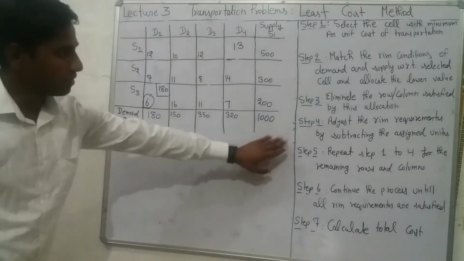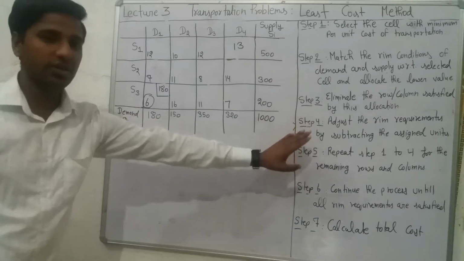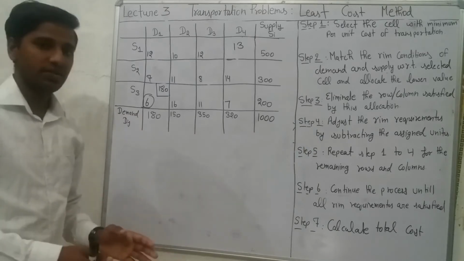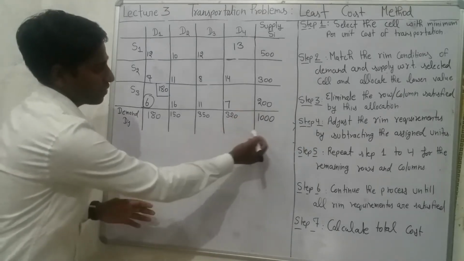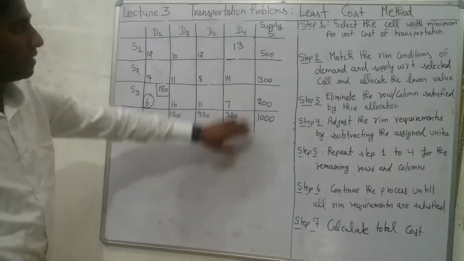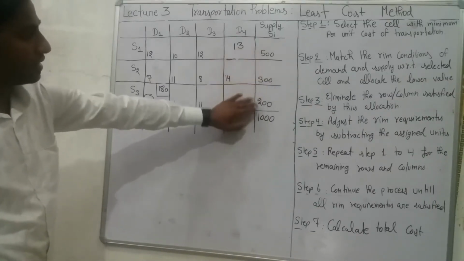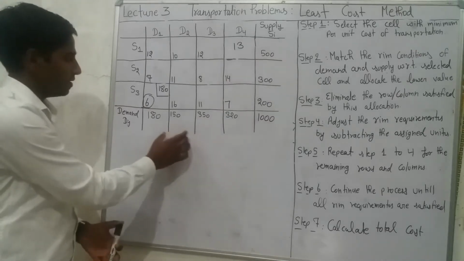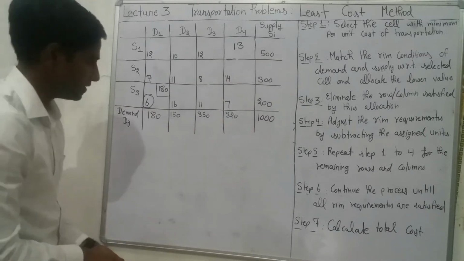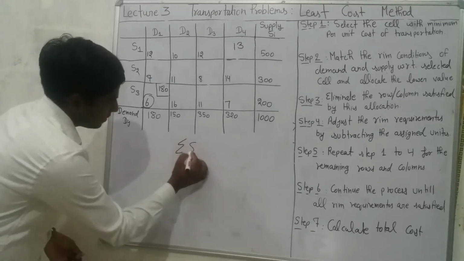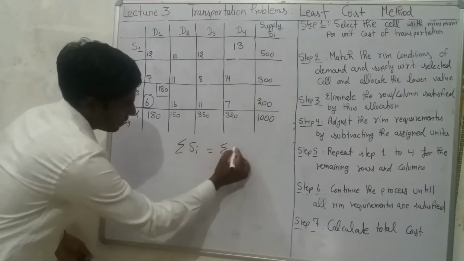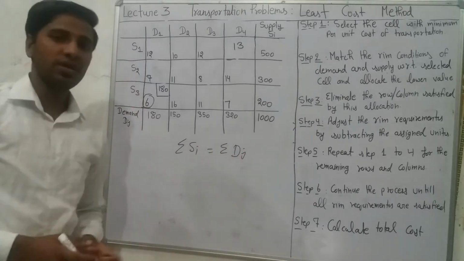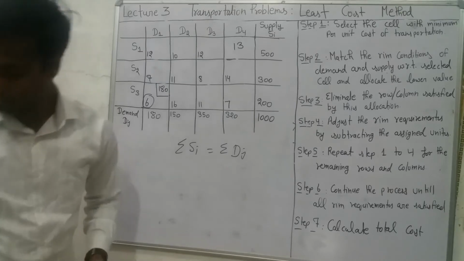Now, before starting the process of calculating initial feasible solution, we must understand the nature of the transportation problem, and for that we have to match the total demand and total supply. In this case, total supply is equal to 500 plus 300 plus 200, 1000 units, and similarly the total demand is also equal to 1000 units. It means total supply is equal to total demand of the product. So it is the case of a balanced transportation problem.